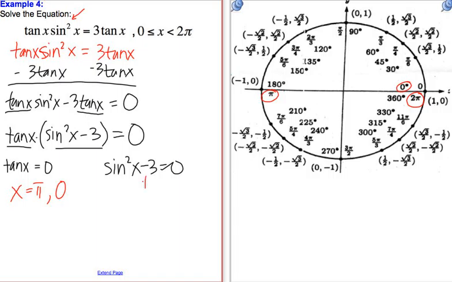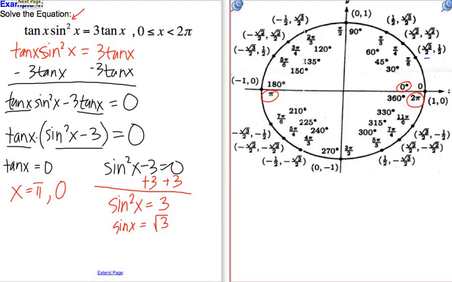I'm going to solve the other one for sine. So then I square root both sides. It looks like I get sine x equal to square root of 3. Square root of 3, I know that occurs on my unit circle. You see it here. But I don't see just plain old square root of 3. So let me think about this.